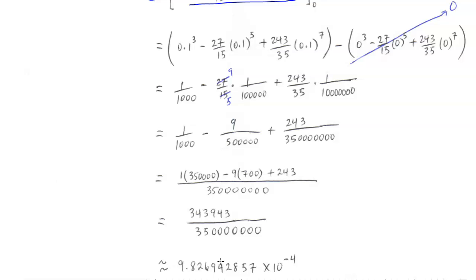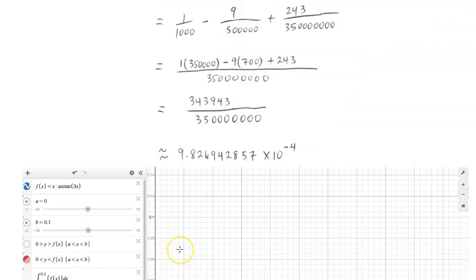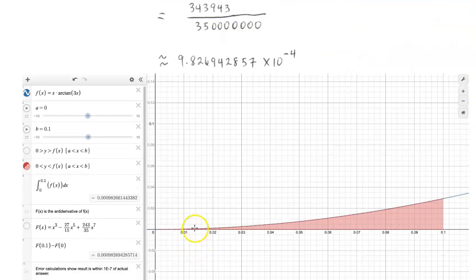And I went ahead and I graphed this in Desmos and I have a picture of what I actually came up with here. So I'm going to scroll down and show it to you. So the blue curve that you see here is just a portion of what x times arctan of 3x is, and of course we're trying to measure the area under the curve, all that's shaded here, and we're doing it from x equals 0 to x equals 0.1. Of course we label that a and b as such. If we let Desmos calculate the area under the curve, you see how it's 0.0000 9.8266 and so on.